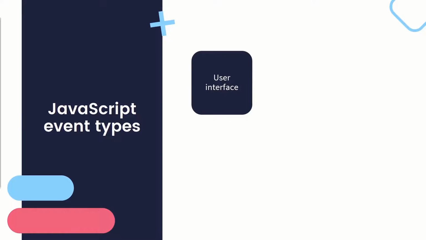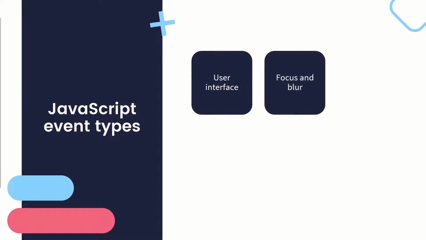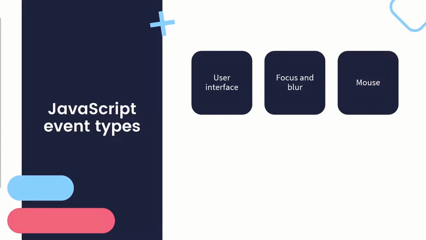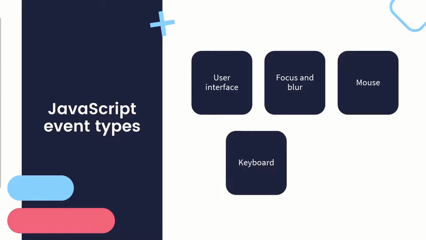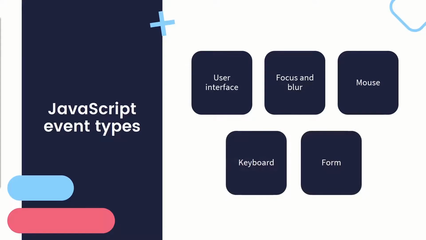First, we have the user interface type of events. We also have events that allow us to focus on whether some element is focused on or blurred out. We can use mouse clicks as events. We can even use keyboard buttons as events. And lastly, forms is just another example. Now, there are a ton out there, but for the sake of the practical, we are only going to be focusing on certain events.